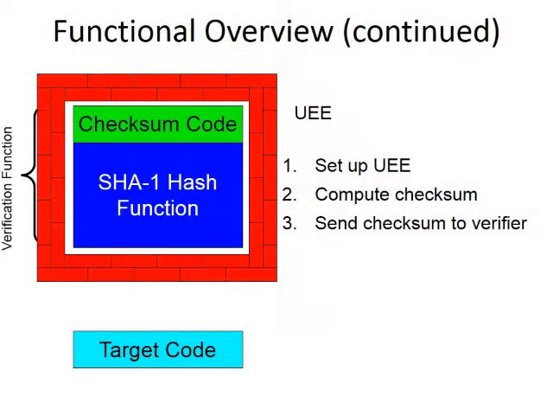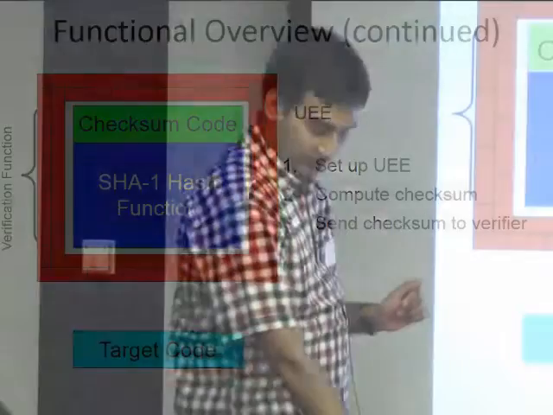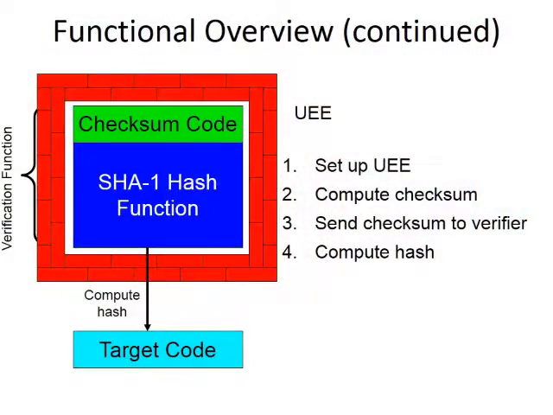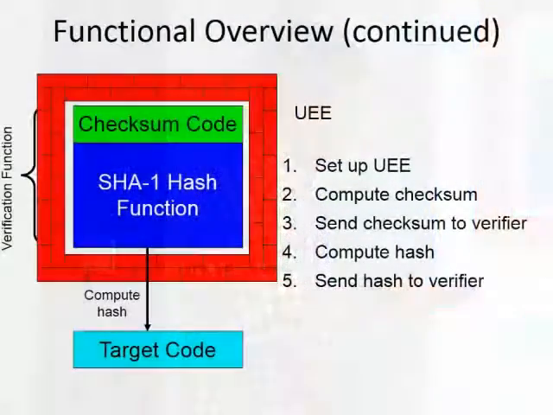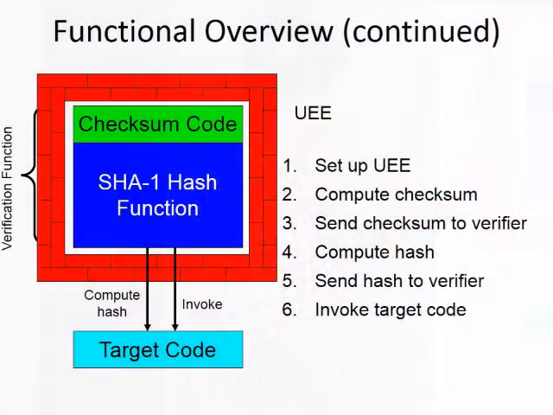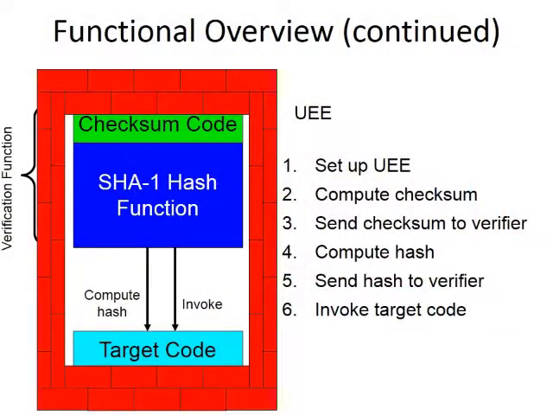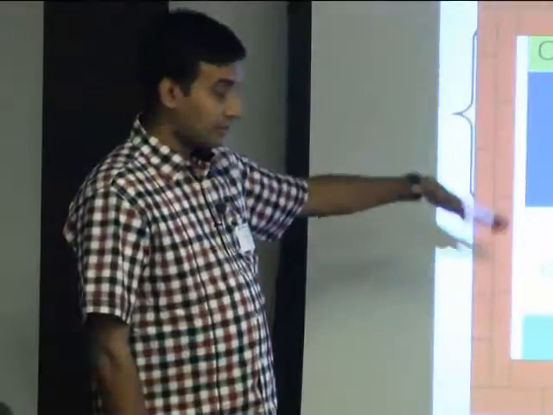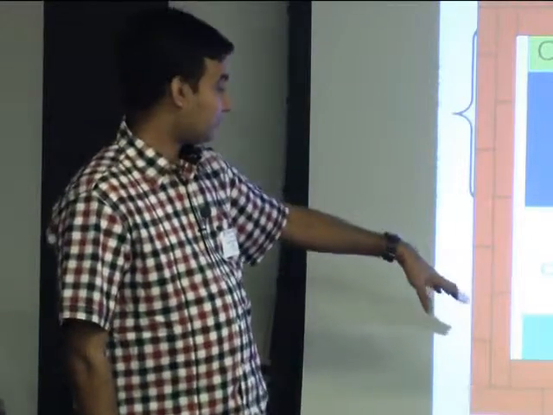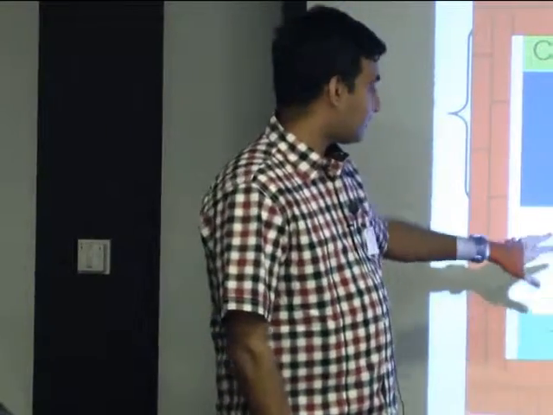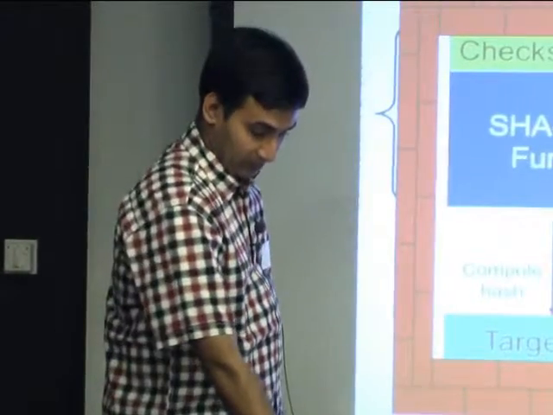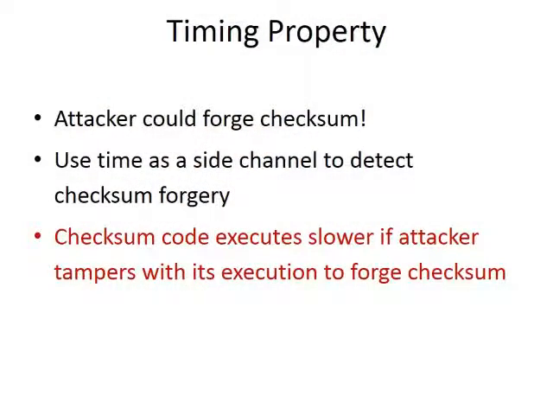Then it sends the checksum to an external verifier. You'll see in a minute what this verifier is. The SHA-1 hash function is going to compute a hash of the target code, send the hash to the verifier, and invoke the target code directly. Since the target code is getting invoked directly from this code, which has already set up the UEE, it is inheriting that execution environment directly, right? So the target code is executing inside the UEE, or at least we hope so. Okay, what's the problem here?